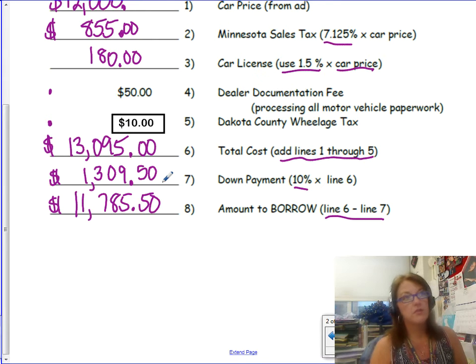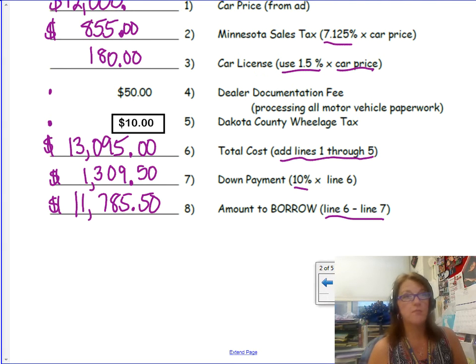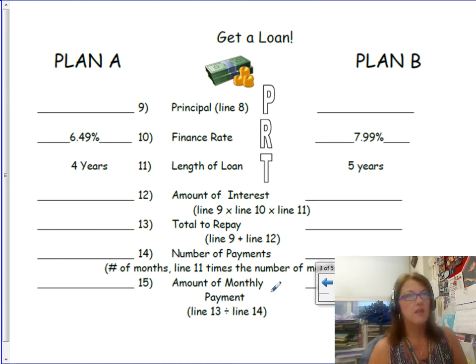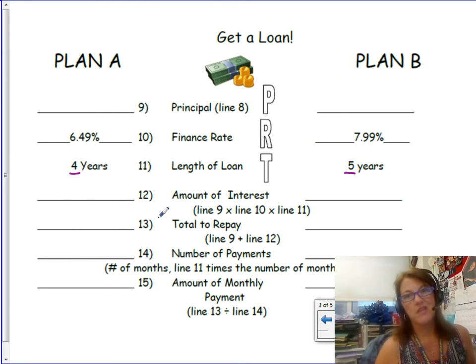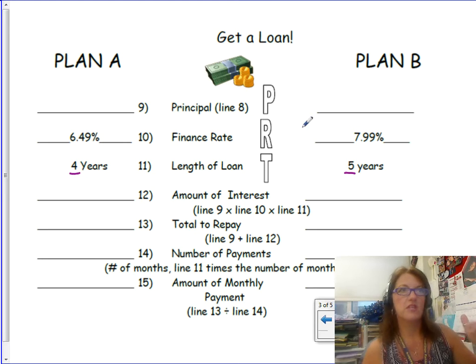Again, these are my numbers. Your numbers are going to be calculated in the same manner. Your numbers will be different unless your car happens to be exactly $12,000. Okay. All right. Now when we get to the bottom half, you have two options for your financing. Plan A is going to be a 4-year loan. Plan B is going to be a 5-year loan. All right. And you're going to figure out each scenario and then determine which one fits your situation. Do you want to have fewer payments over a shorter period of time, or do you want to spread it out over 5 years worth of payments?